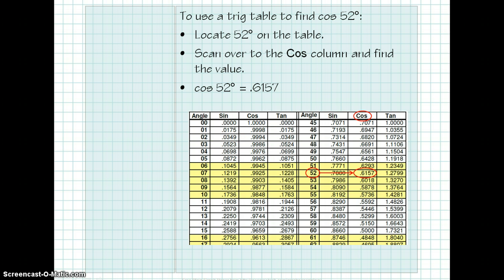Okay, so if I wanted to find the cosine of 52 degrees, I would find 52 under the angle. I would scan over to the cosine column, and that would give me my answer. So 0.6157, that's my ratio. Okay.